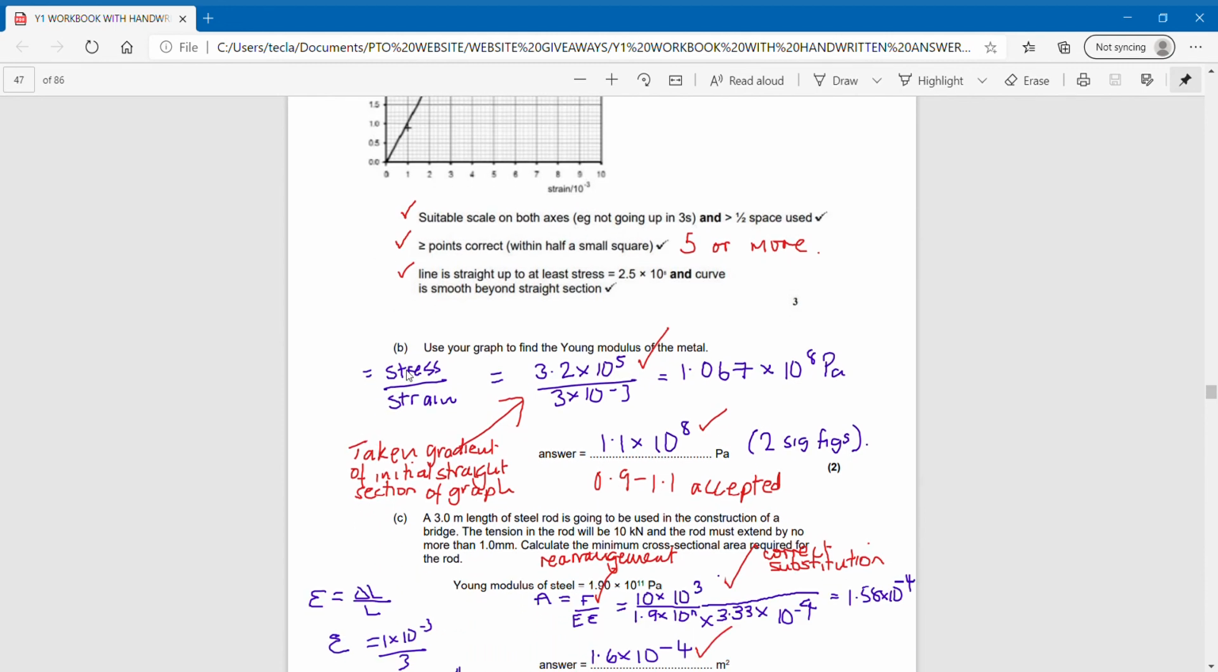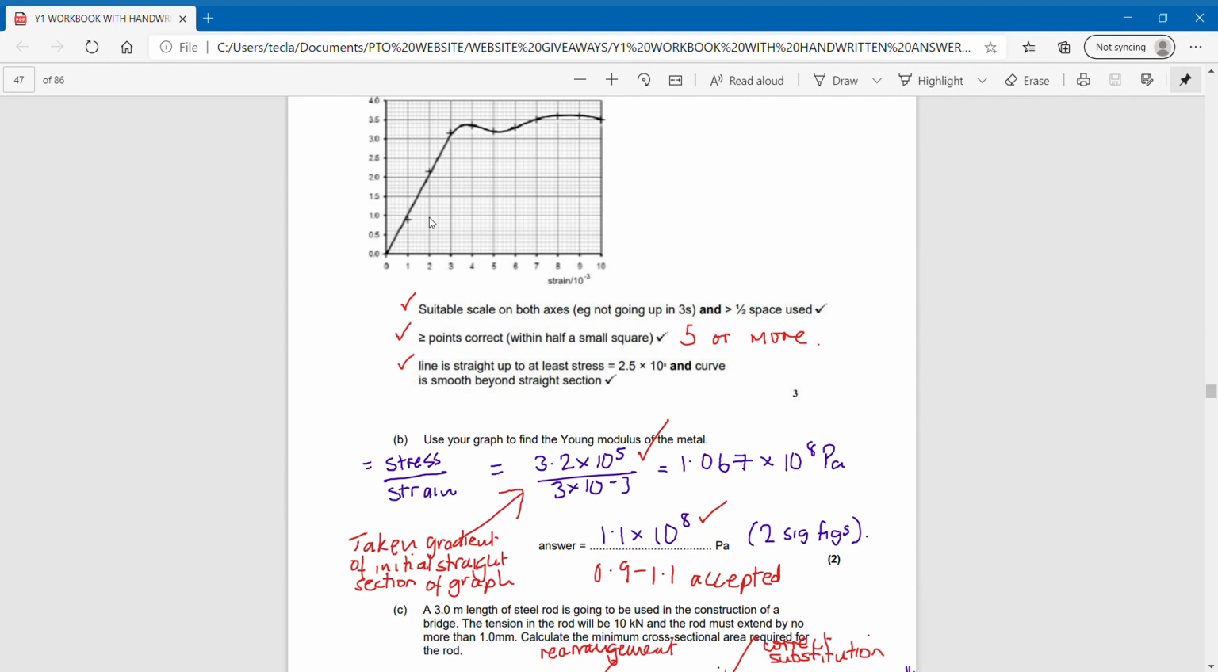Part B, usual graph to find Young modulus of the metal. So we know Young modulus is found from the initial straight section of the line here, from the gradient of that line. So we're going to take values off the graph and find the gradient. So 3.2 times 10 to the 5, stress, divided by strain of 3 times 10 to the minus 3.